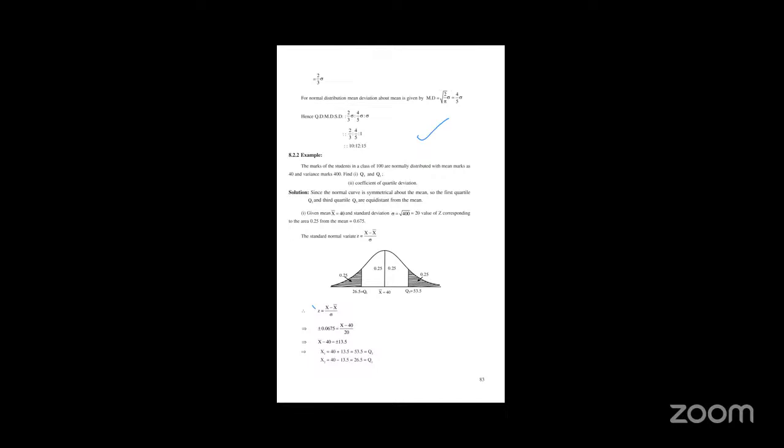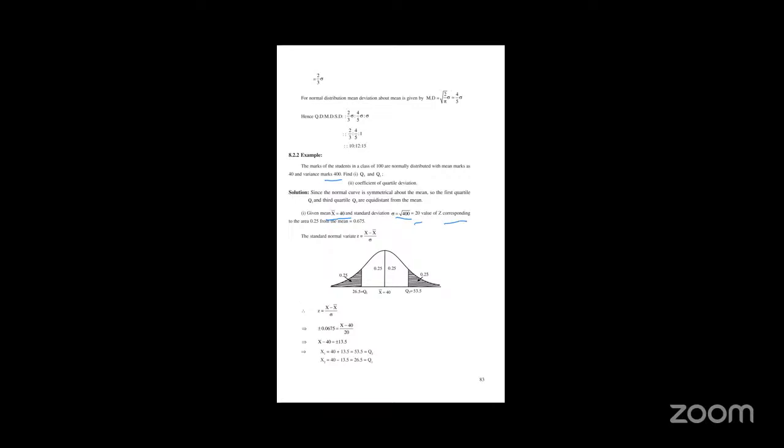Coming to the solution part, since the normal curve is symmetrical about the mean, the first quartile and the third quartile are equidistant from the mean. We can assume it is equidistant because it is symmetrical. It divides into equal parts. So given, X bar means nothing but mean, right? Mean is equal to 40 and variance is equal to 400. So what is the standard deviation? The standard deviation is the square root of variance. So sigma is equal to root 400, which is 20, since 20 into 20 is 400.